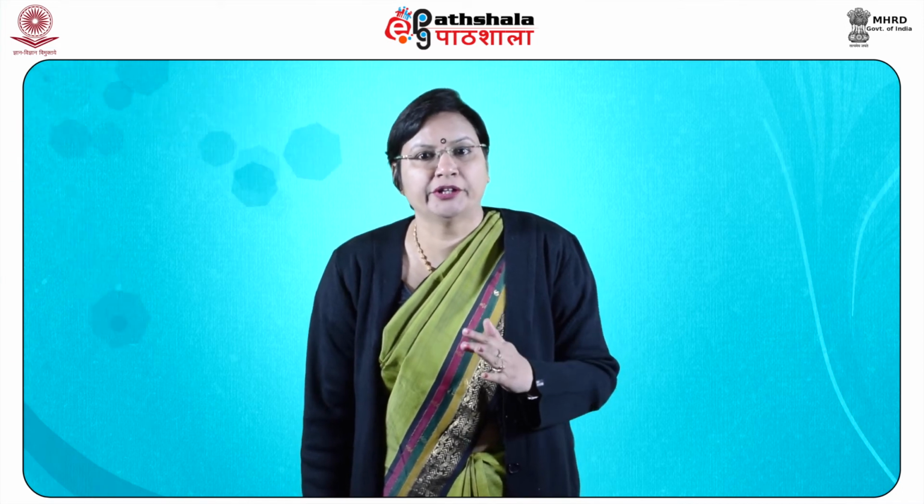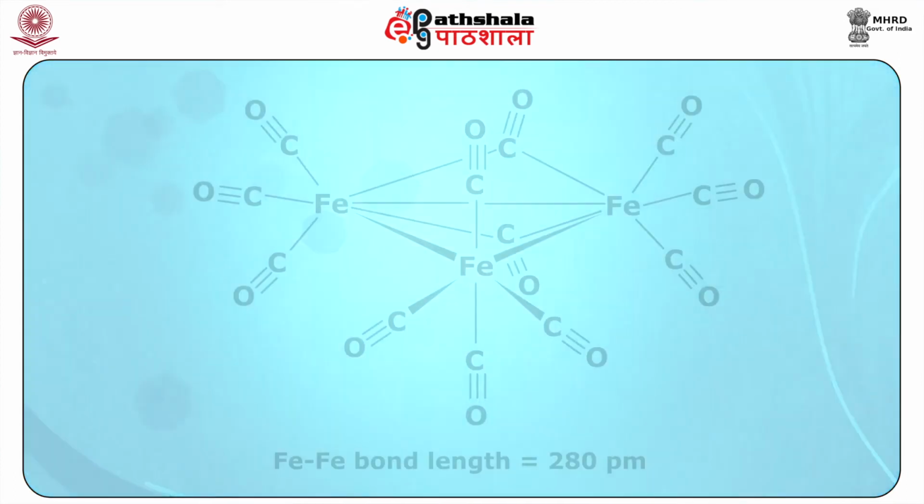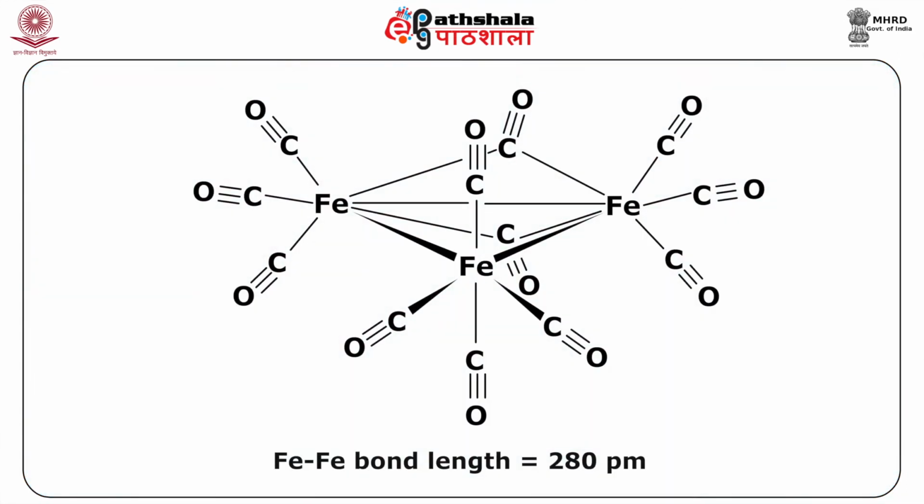As I told you earlier, iron, ruthenium and osmium of group 8 of the periodic table have the tendency to form the trinuclear metal carbonyls, and they will be forming the metal carbonyls of the type M3(CO)12. That is, there is a dodecacarbonyl, 12 carbonyls as ligands joined with 3 metals. For example, Fe3(CO)12. This has been described by using X-ray diffraction and IR absorption studies.